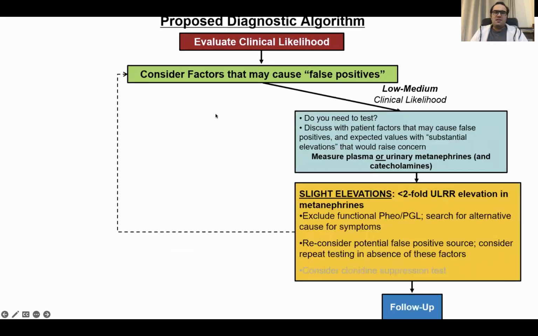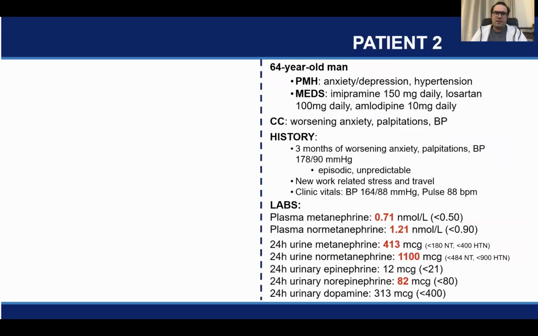There is this common scenario when there is low to medium clinical likelihood and we do the plasma metanephrines and there is slight elevation, less than 2-fold upper limit of normal. In this case, we should reconsider potential false positive sources and consider repeating the test in the absence of these factors and just follow these patients.